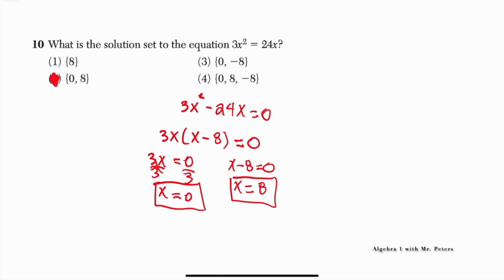Now, sometimes when we use a GCF, we only pull out a number, let's say x wasn't involved. So we had 3 times x minus 8 is equal to 0. When we say 3 is equal to 0, we have to toss that out. But when there's a variable attached to it, this is why x is equal to 0. And we just wanted to touch on this so that you understand the difference between tossing out your answer and keeping it when 0 is involved.